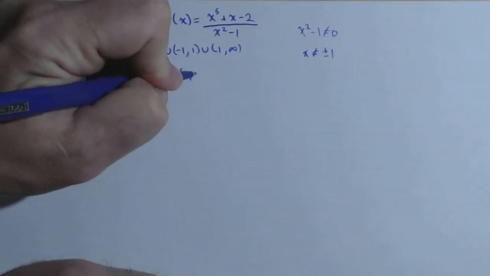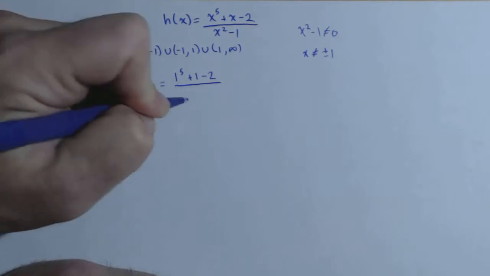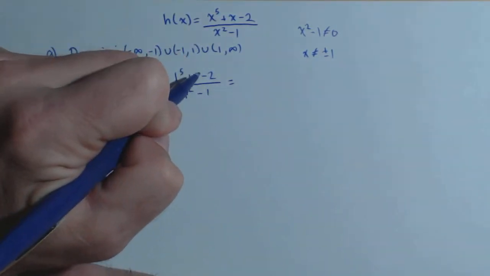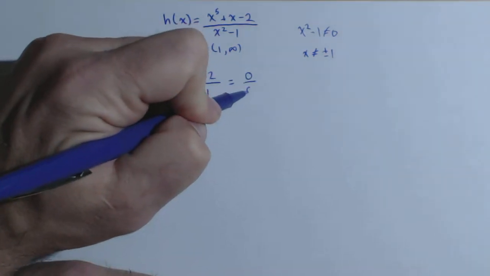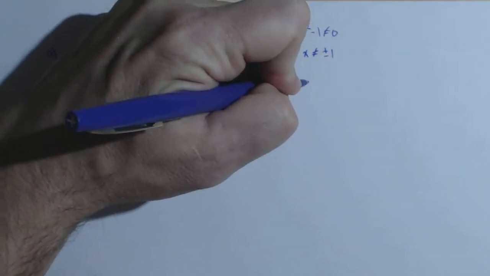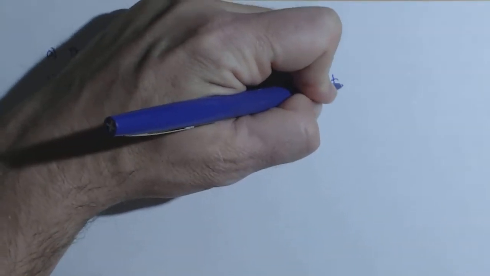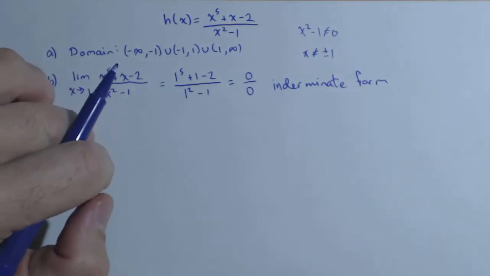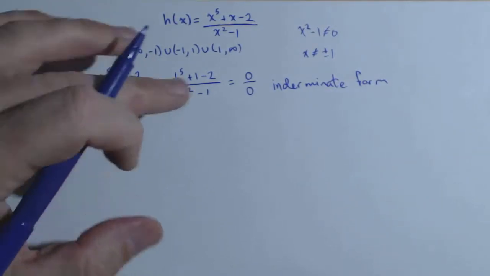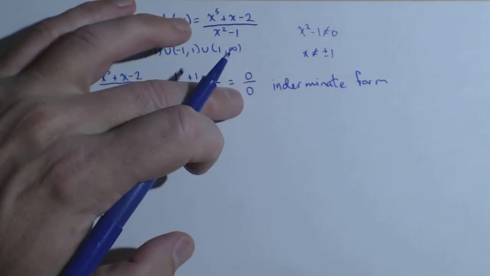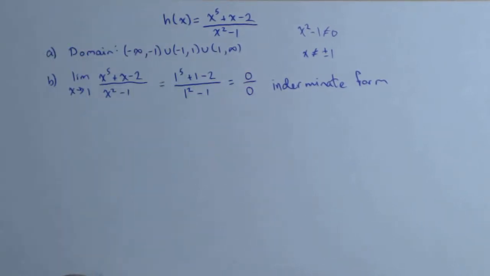So we have 1 to the fifth plus 1 minus 2 on top over 1 squared minus 1 on bottom, which we know is 0. The top, notice, is also going to calculate out to 0. This creates what we refer to as an indeterminate form. That means this form of the limit cannot be determined via direct substitution. We can't clearly say it's 0 because there's a 0 in the denominator. We also cannot clearly say it doesn't exist because there's a 0 in the numerator. There's going to be something more interesting going on.